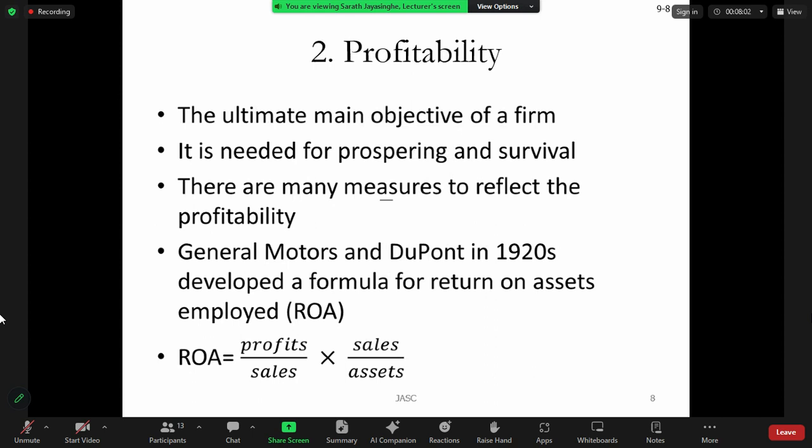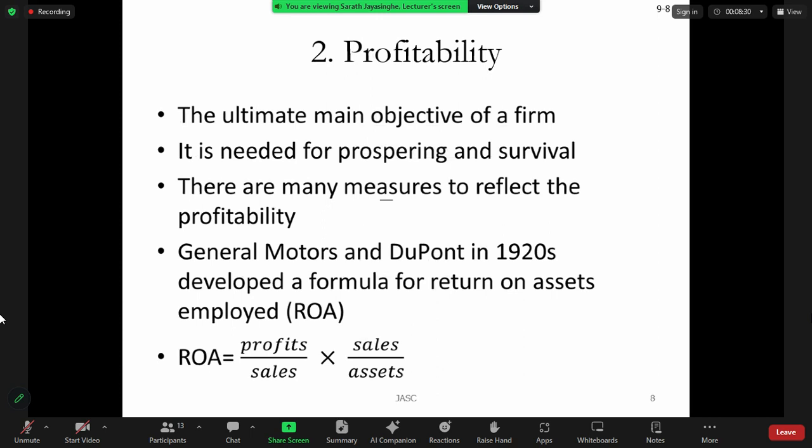The ultimate main objective of the firm is profitability. So it is needed for prospering and survival, right? We have to survive and also we have to go forward. There are many measures to reflect the profitability. So General Motors and DuPont in the 1920s developed a formula for return on assets employed, ROA, return on assets, right?